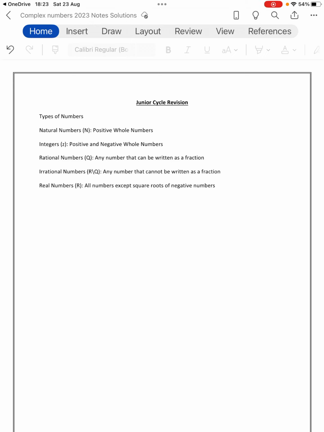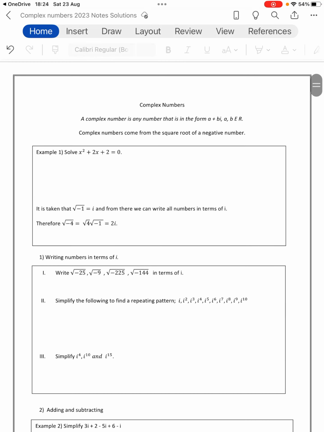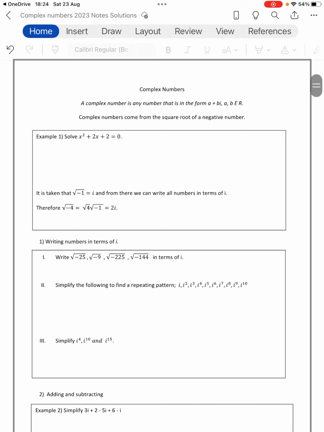So that's all the real numbers, but in Leaving Cert we do complex numbers, also known as imaginary numbers. So a complex number then is when you put a real with an imaginary. If we look at the very top there, it says a complex number is any number that is in the form of a plus bi, where a and b are real numbers. So for example, we might have 2 plus 3i. There's always going to be an i part of it to make it a complex number. The i part is the imaginary part of the number. Complex numbers come from the square root of negative numbers.